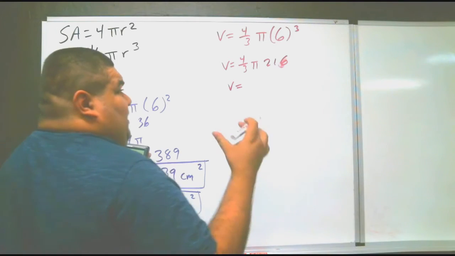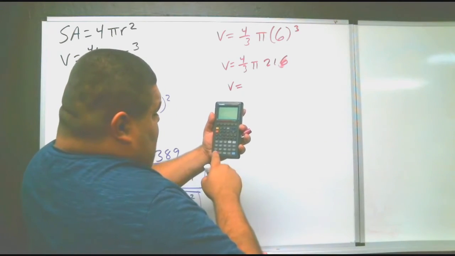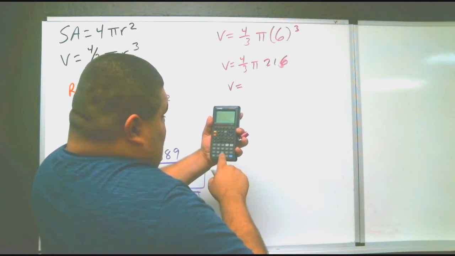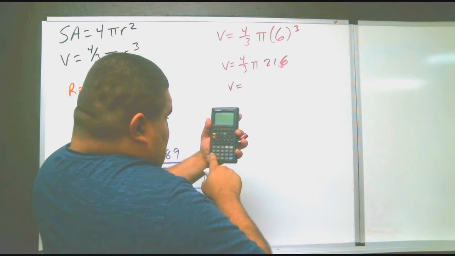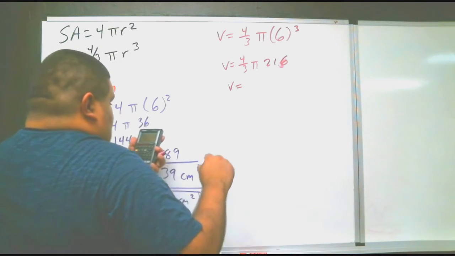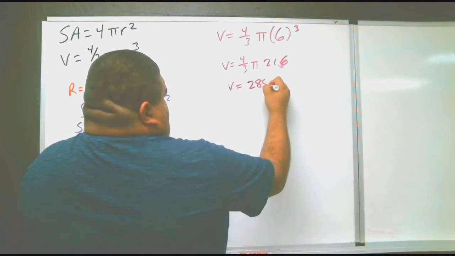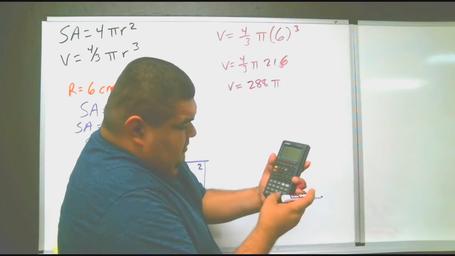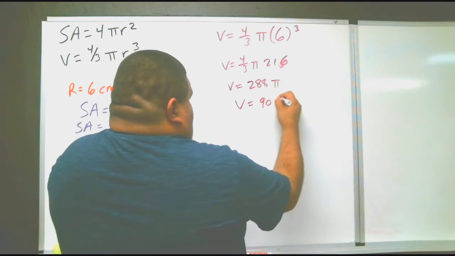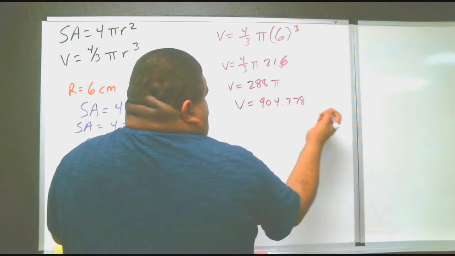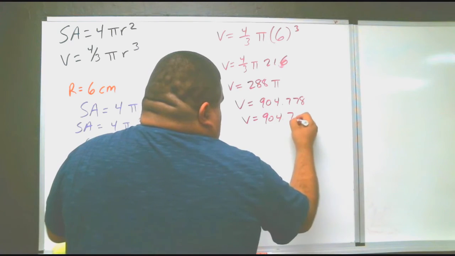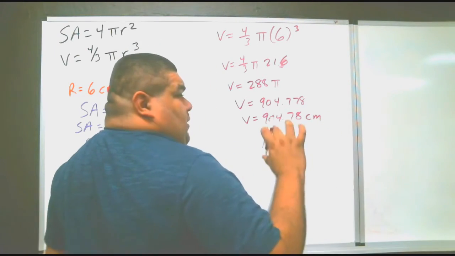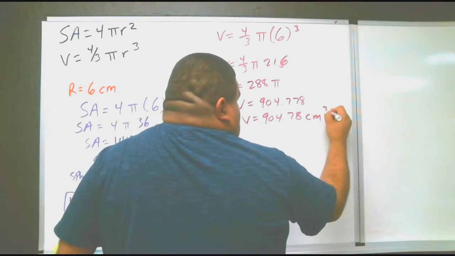Our volume equals, again, you can plug it in completely, but I'm going to go step by step. I'm going to do 4 divided by 3 times 216, which is 288 pi. 288 times pi equals 904.778, which becomes 904.78 because we rounded. Since we're dealing with centimeters, it's centimeters, but this time we're dealing with volume, so this time it is cubed.